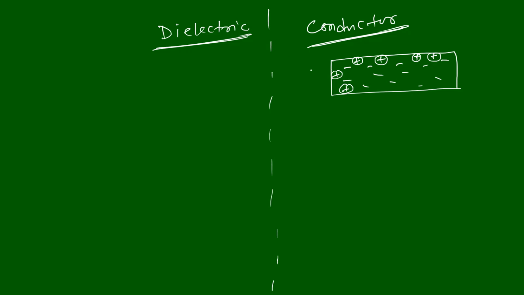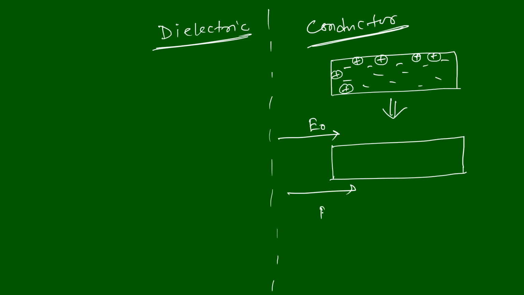Now, whenever the conductor is placed in an electric field, what will happen? I'm making the diagram again so you can understand. So this is my conductor. Whenever I place the conductor in an electric field, the electric field should be applied externally. So this is an external electric field. It is represented as E naught. Okay, this is the direction of the external electric field. I will not give the vector sign over here.